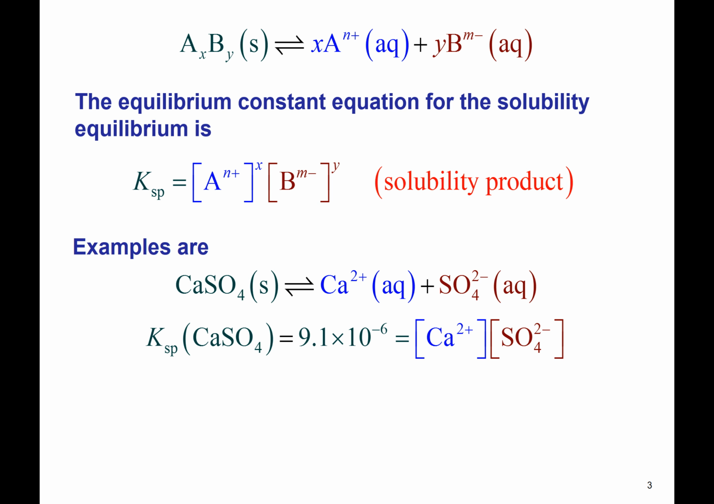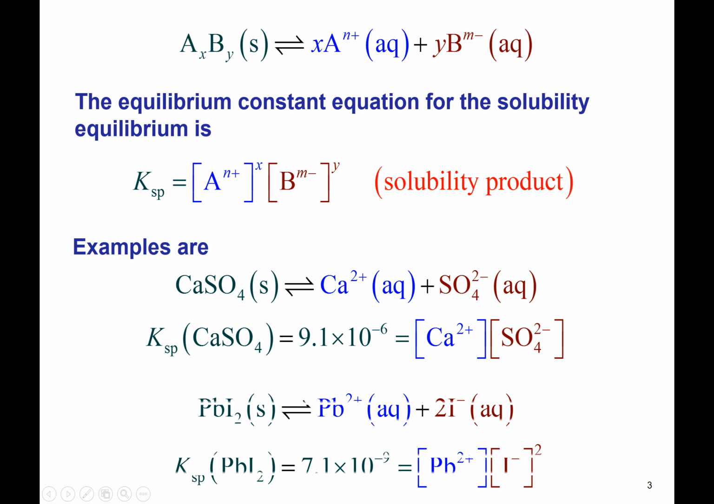So the equilibrium constant expression for a dissolution reaction of this type takes this simple form, and let's consider some examples. In the case of calcium sulfate that dissociates into one calcium and one sulfate, the solubility product for calcium sulfate is the concentration of calcium 2 plus cations times the concentration of sulfate anions. Notice that both stoichiometric coefficients are 1, so the powers are 1.